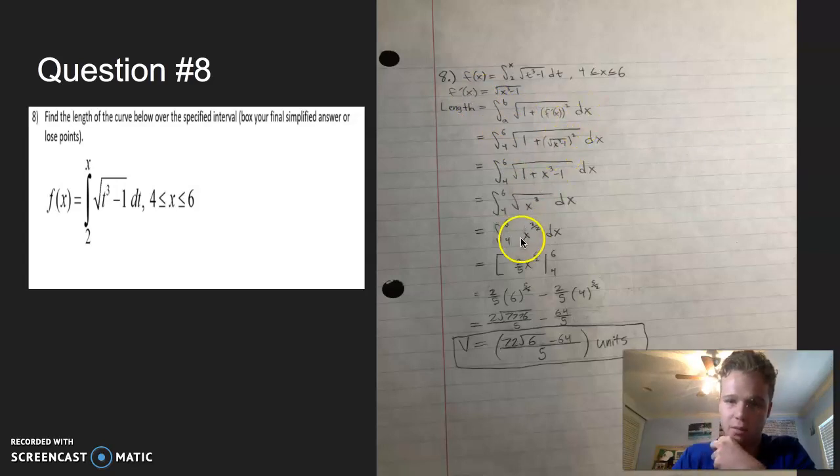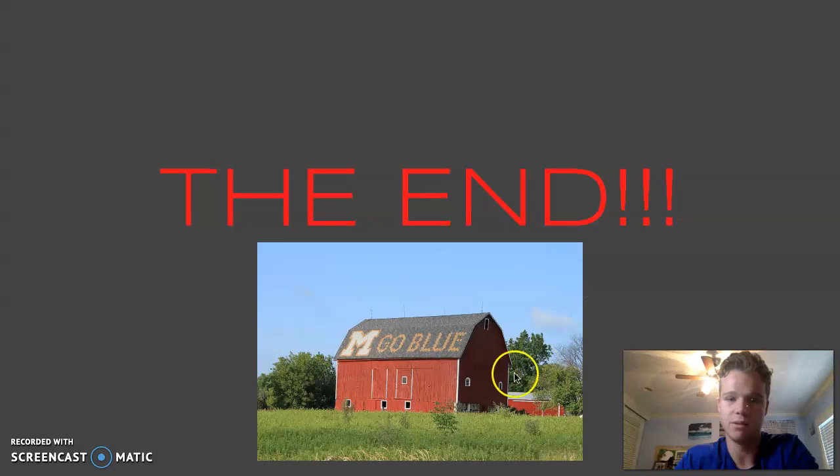I plugged that in, I simplified it down to the integral from 4 to 6 of x to the 3 halves dx. I found the antiderivative of that to be 2 over 5 x to the 5 halves. And then from 4 to 6 like before. And then lastly, I used FTC part 2 to simplify it down, and I got the final length of the curve to be (72 root 6 minus 64) over 5 units. And then finally, go blue, of course.